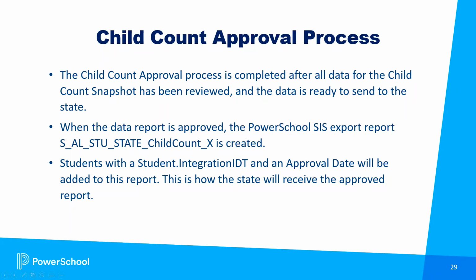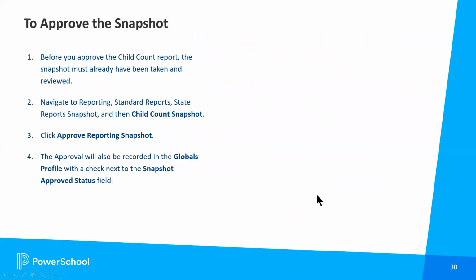Okay, next step. Sorry, Kim. Oh, that's okay. We're on the approval process. You've completed the review and corrected any changes, so you're finally ready for the final approval submission. Once you approve it, all of the data that is part of the child count submission snapshot gets pushed over into an export, and that export runs and populates SIS. So how do you approve the snapshot?